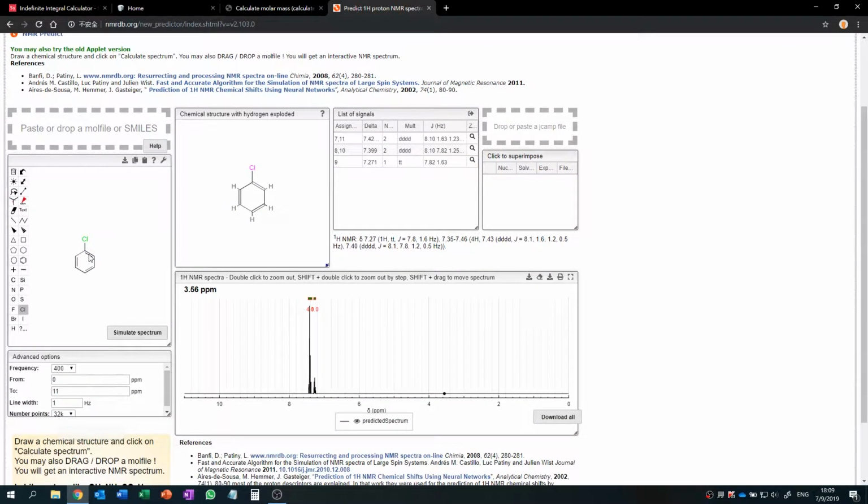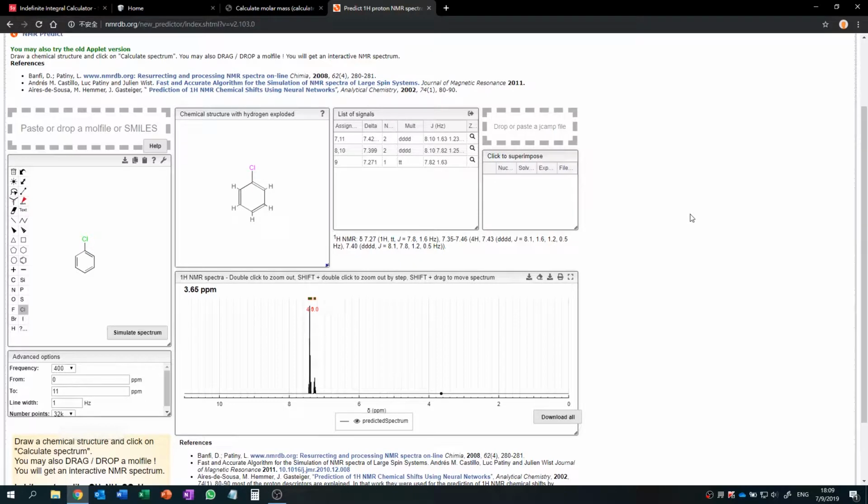The first thing to do is to draw the compound on the right hand side with the target chemical that you want. And then you click simulate spectrum and it will tell you the list of the signals and whether it's a doublet or triplet, and also the spectra and a predicted spectra. So the predicted spectra also tells you which peak is representing which, and how the correlation of them is stated right here.